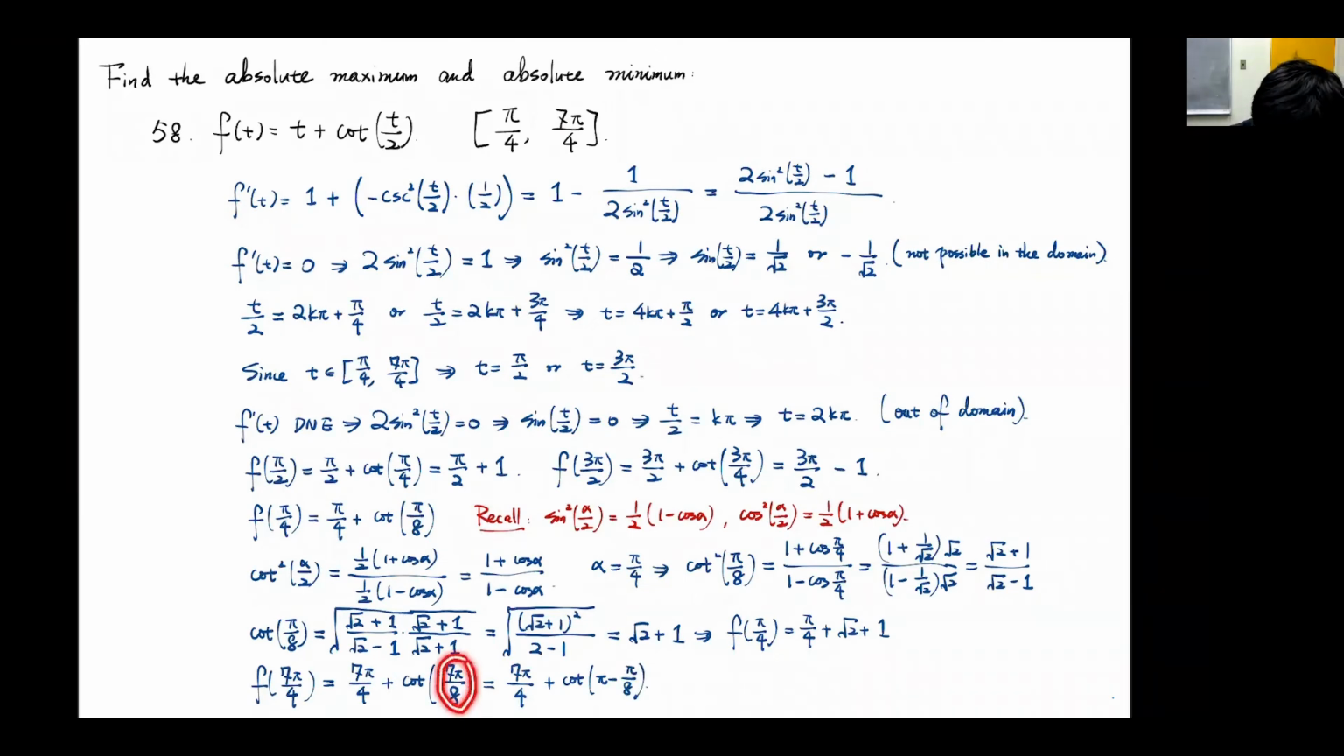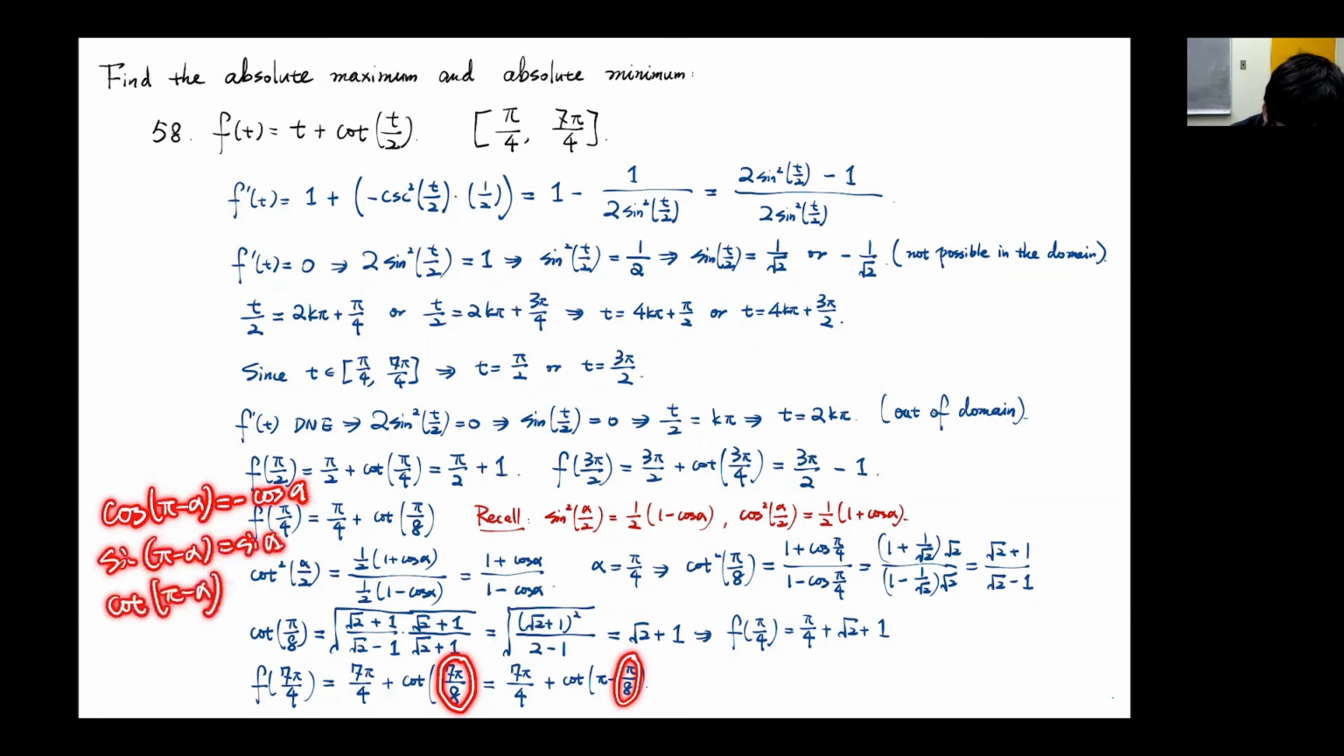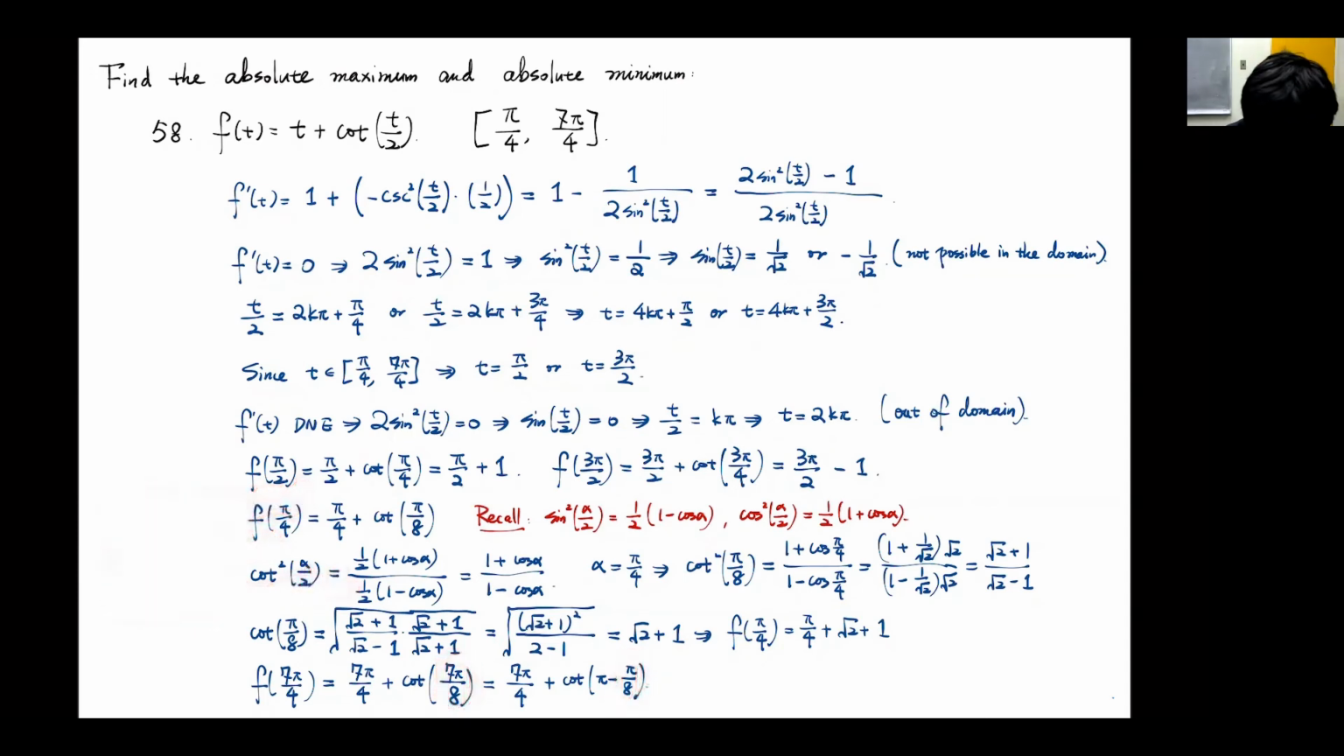So basically this means this guy is the complementary angle of pi over 8. Because we know that cosine of pi minus alpha is minus cosine alpha, and sine of pi minus alpha is sine alpha. So cotangent of pi minus alpha, being the quotient of these two, will be minus cotangent alpha. So we need the negative sign modification. As a result, this will be 7 pi over 4 minus cotangent of pi over 8.